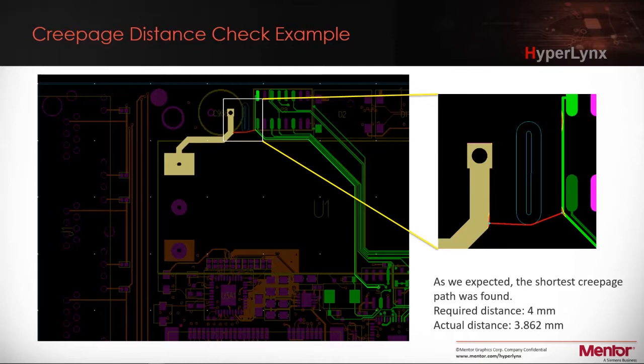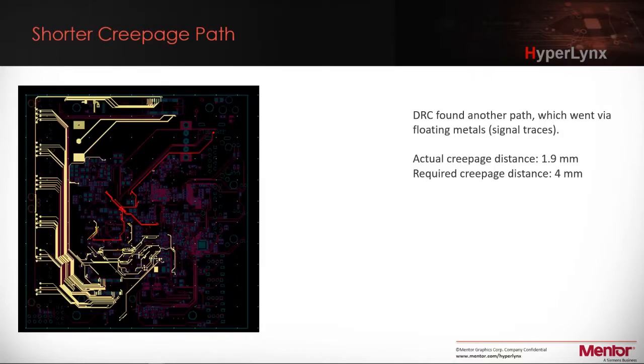If we manually inspected this board, this is the most probable result that we can get. And we have verified that here with HyperLynx DRC finding it automatically. However, HyperLynx DRC found another path as well. The 200-volt net is close enough to the signal nets so that we consider the signal nets are now part of that high voltage aggressor net. The shortest creepage path was found in a different place, and this distance was only 1.9 millimeters.